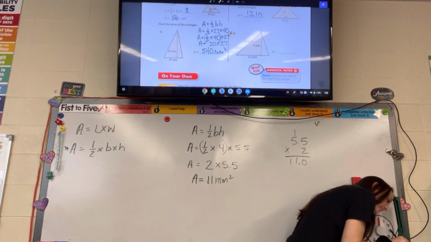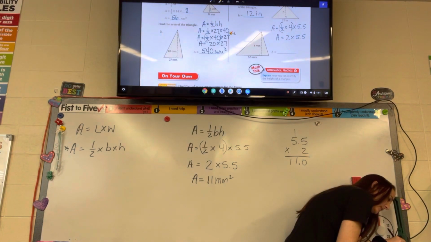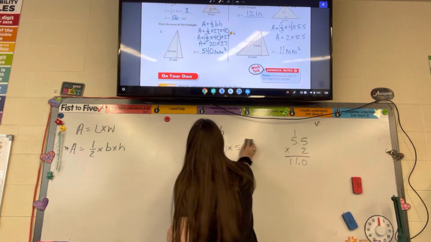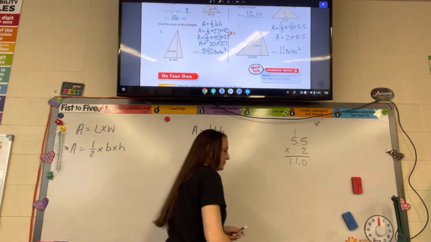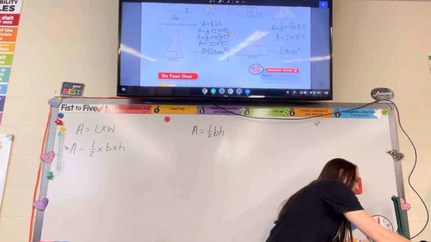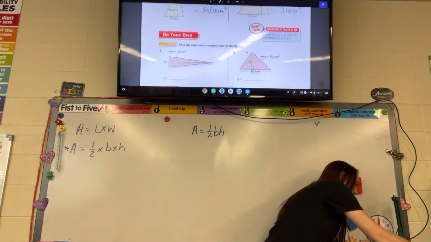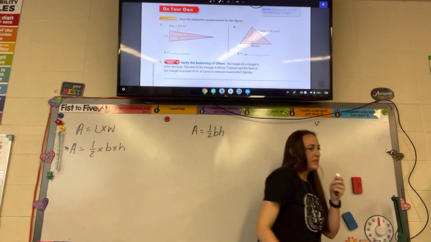We'll do area equals 1/2 times 4 times 5.5, just to be quicker. Area equals 2 times 5.5. Area equals 11 millimeters squared. If you did not finish that, I'll put it back up after I'm done with the video.